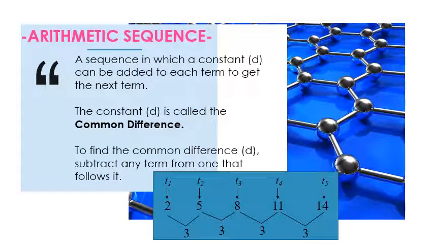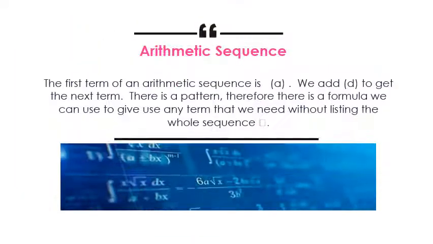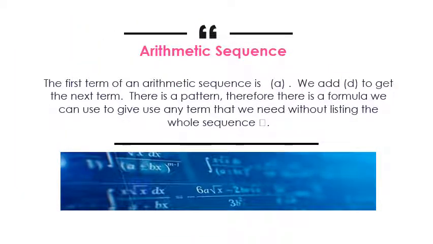Okay, an arithmetic sequence is a sequence in which a constant d can be added to each term to get the next term. The constant d is what we call the common difference. To find the common difference, subtract any term from the one that follows it. The first term of an arithmetic sequence is a. We add the common difference d to get the next term.